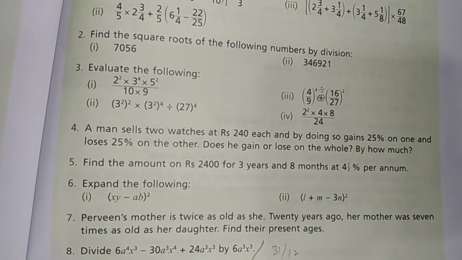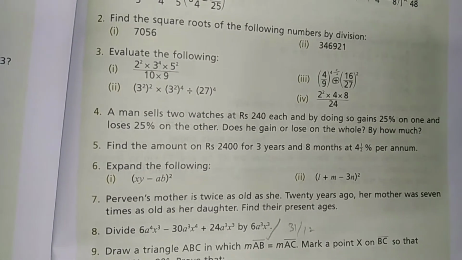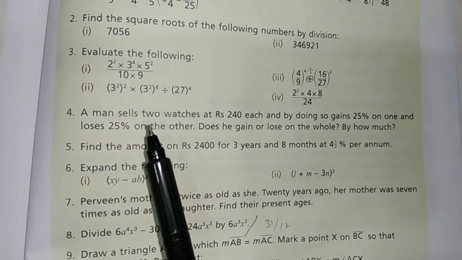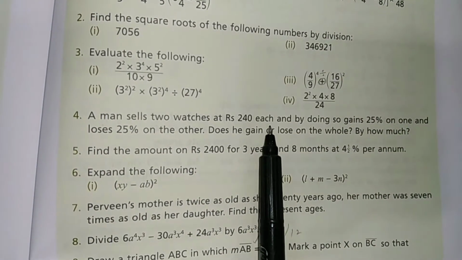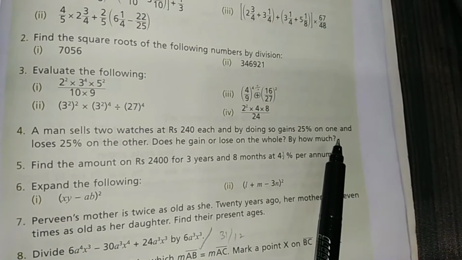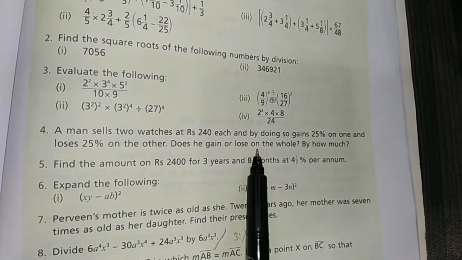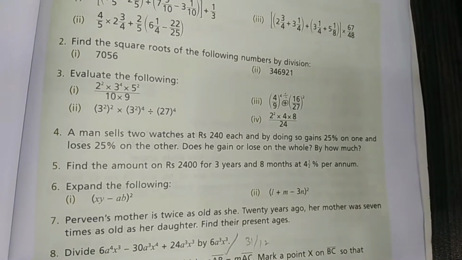So students, parts 3 and 4 are solved in your notes, so you can solve them by yourself. We have to do question number 4. A man sells 2 watches at rupees 240 each, and by doing so gains 25% on one and loses 25% on the other. Does he gain or lose on the whole, and by how much?